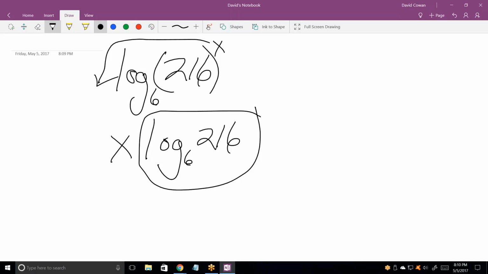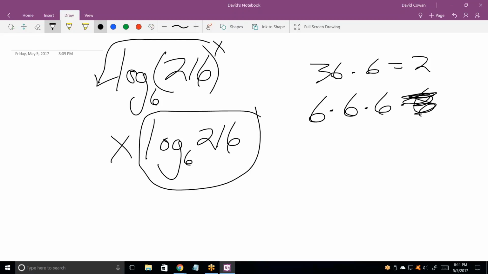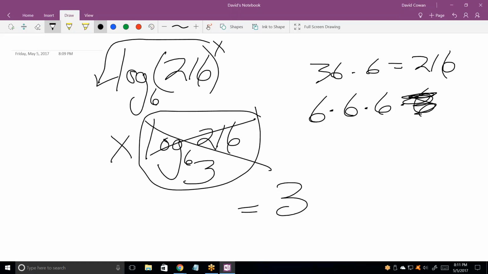Well, what is it? 6 to what power equals 216? 6 to the 4th power? Well, let's do that multiplication. Or 6 to the 3rd power? That's 36 times 6, which is equal to 216. So this I can basically cross off and replace it with a 3. So the answer is 3x for this expression.